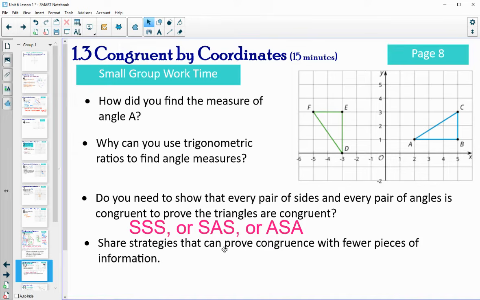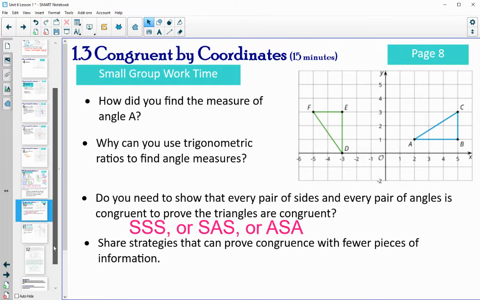And then if you have a neighbor or a friend, just share some strategies that can prove congruence with fewer pieces of information. So without having to do all of them, how could you just do a couple to do what we just discussed in that last bullet point?